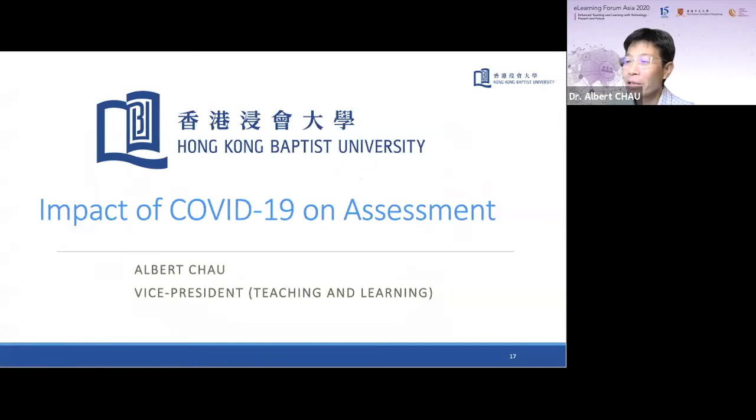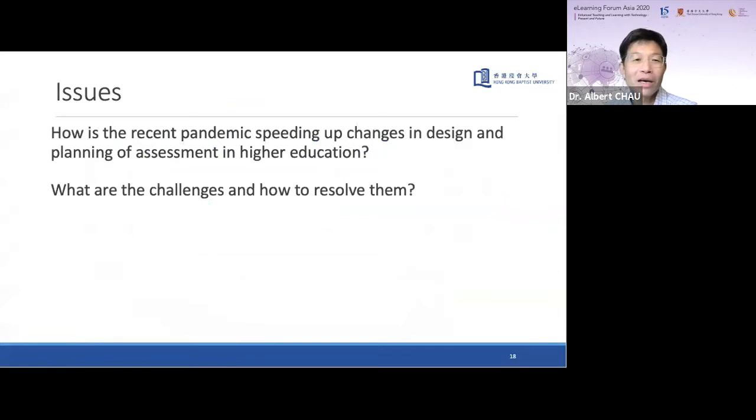Indeed, the organizer gave me two questions. Next slide, please. The first one is: how is the recent pandemic speeding up changes in the design and planning of assessment in higher education? Second, what are the challenges and how to resolve them? I cannot answer the second part of the second question, okay? But I will provide some thoughts that my colleagues and I are undergoing, some intellectual journey, so that we can work it out together.